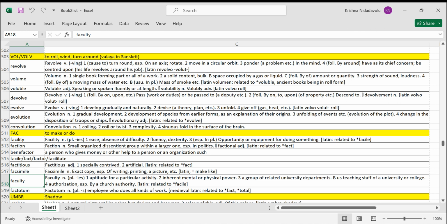Factotum we just discussed. An employee who does all kinds of activities. Fact is doing, he does all kinds of things. That person is a factotum.